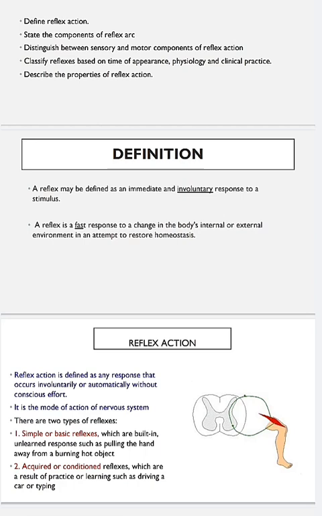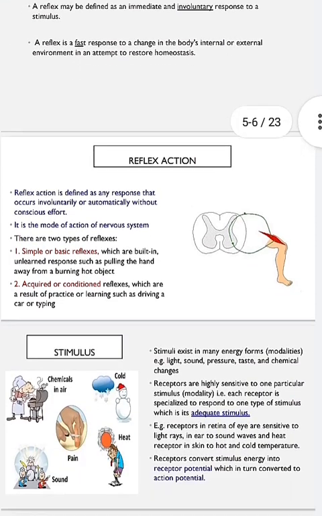There are two types of reflexes: simple or basic reflexes, which are built-in, unlearned responses, such as pulling the head away from a burning hot object; and acquired or conditioned reflexes, which are a result of practice or learning, such as driving a car or typing.